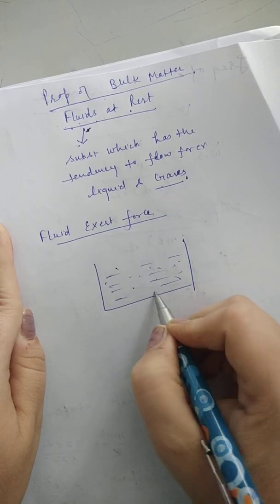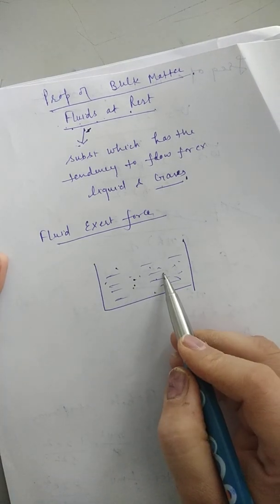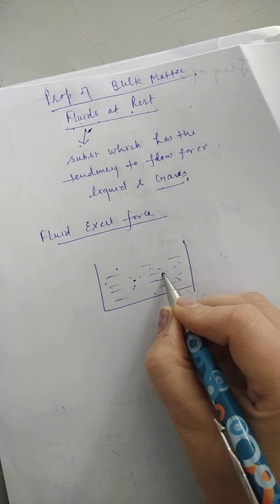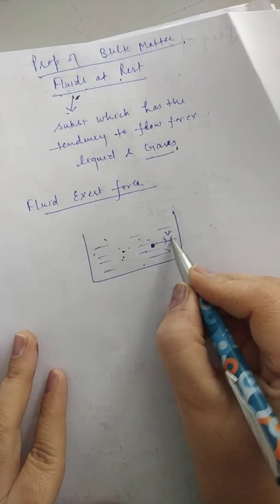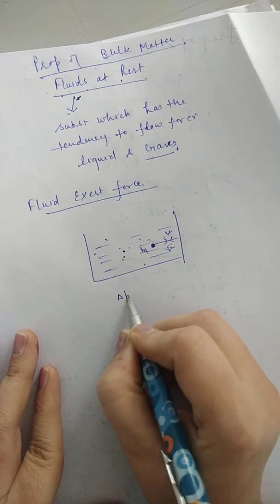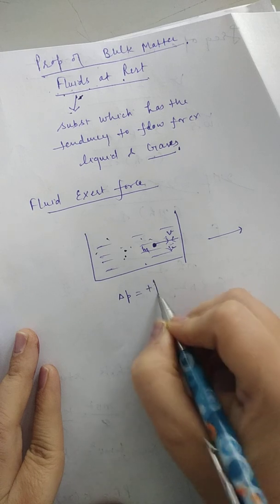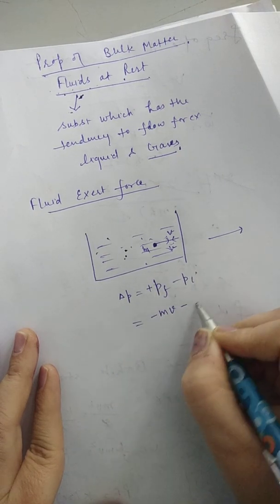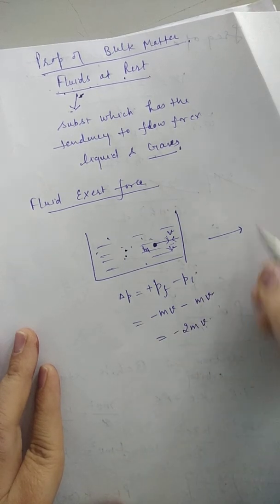be made up of a large number of atoms or molecules, and these atoms or molecules are in random motion. They collide with the walls of the container as well as with each other. Suppose the molecule is moving with the velocity v. After collision, it comes back with the same velocity. Its mass is m. So now what is the change in momentum? This is the final momentum minus initial. So it is minus mv minus of mv, so it becomes minus of 2mv.